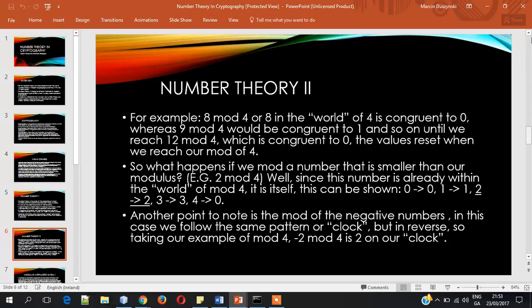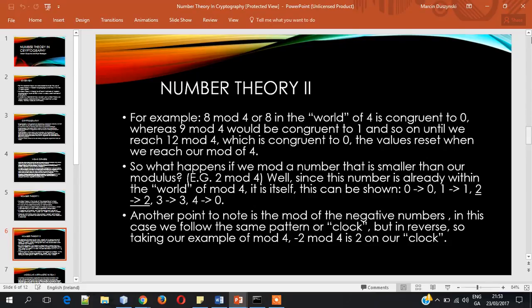If we take, for example, 8 mod 4, or 8 in a world of 4, it's going to be congruent to 0, whereas 9 mod 4 is going to be congruent to 1, and so on until we reach 12 mod 4, which is congruent to 0, and the value resets. So the whole clock resets, and 13 mod 4 is going to be 1 again. If we take a number that is smaller than our mod, for example 2 mod 4, it's going to be itself since it already exists in the world of 4.